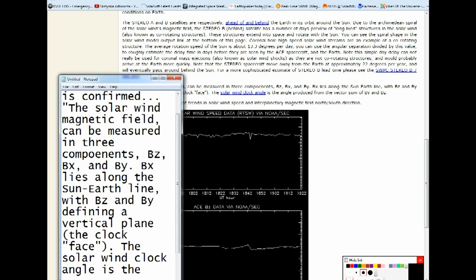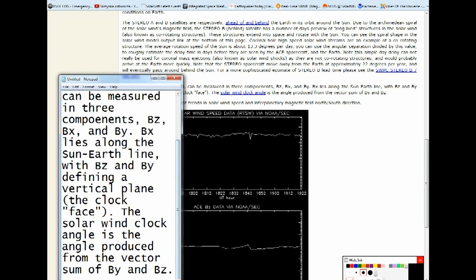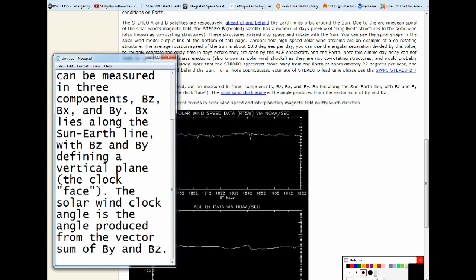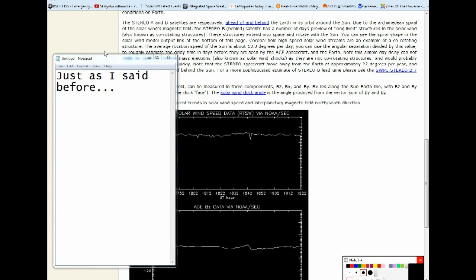The solar wind magnetic field can be measured in three components: Bz, Bx and By. Bx lies along the Sun-Earth line, with Bz and By defining a vertical plane, the clock face. The solar wind clock angle is the angle produced from the vector sum of By and Bz. Just as I said before.